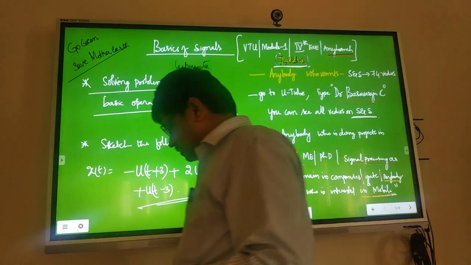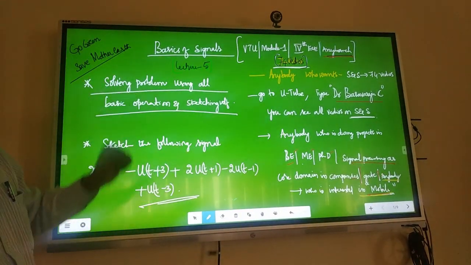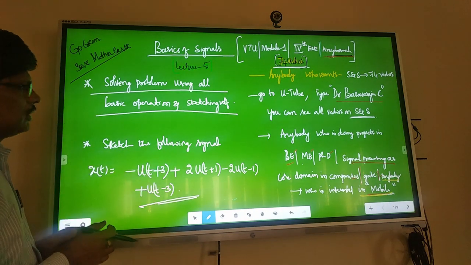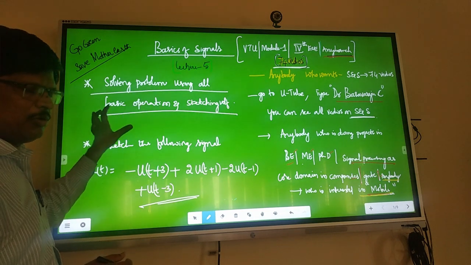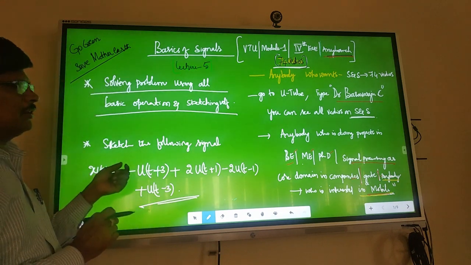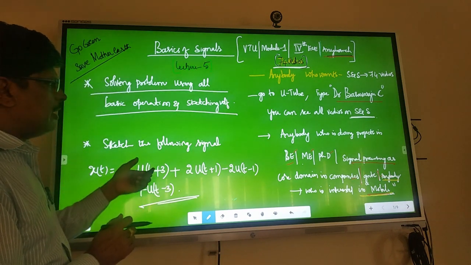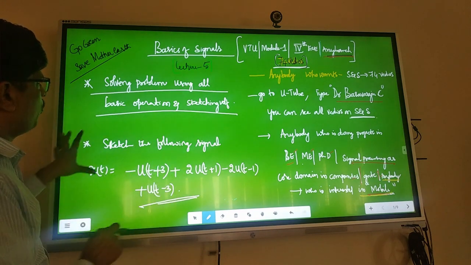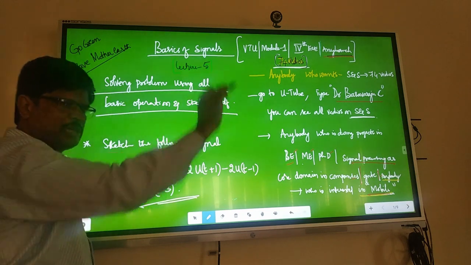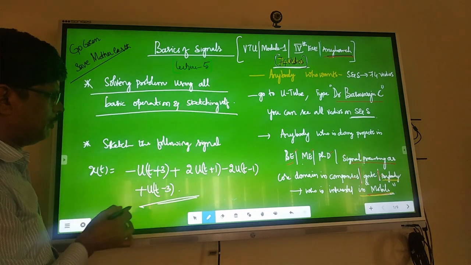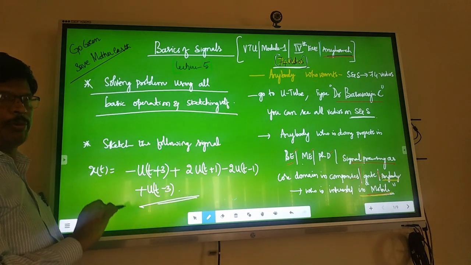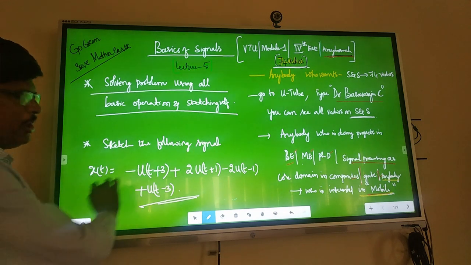Now, in the last class we covered the basics of signals: what signals are, types of signals, and operations on signals. We saw the basic operations we can do on the dependent variable and independent variable. Now let me solve one problem using these basic operations, and let us sketch the final waveforms using all these operations. Let me show you through one problem.